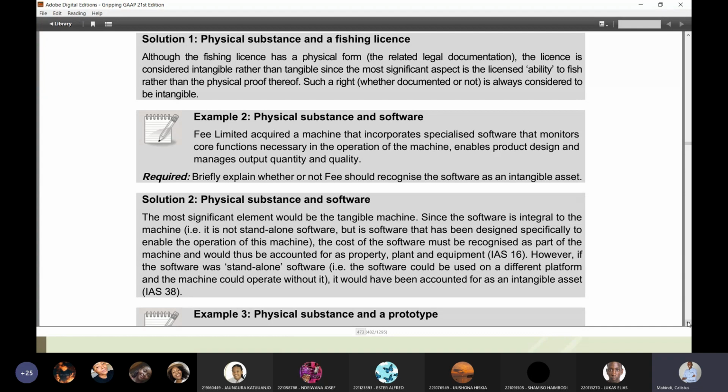So this is the same thing here. You have a specialized machine that needs software to operate it, and that software is integral to the machine. So when you buy the machine, the cost of the software is treated as part of the machine, and that machine should be treated in terms of IAS 16, property, plant, and equipment. However, if the software was standalone software that can be used on a different machine, it can be accounted for as an intangible asset. All right.